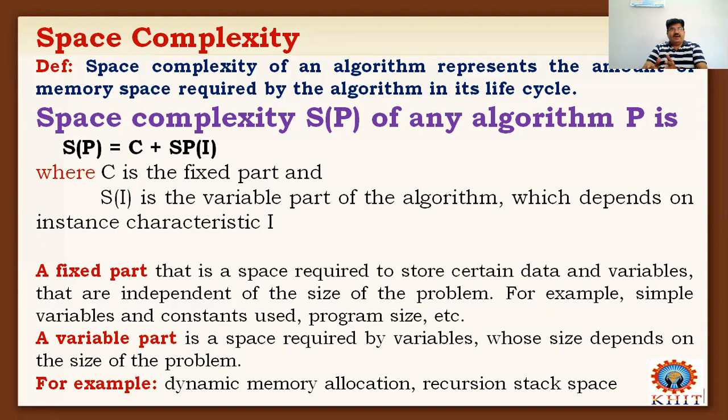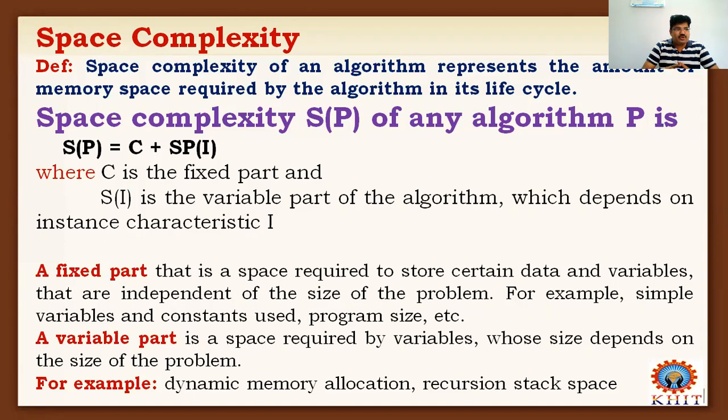Algorithm name, and a comma b, c equal to a plus b. So that is the logic here. C equal to a plus b, that means that is an expression. So how much memory is required for storing the variable c? It will take 1 unit of space for storing the value of c.